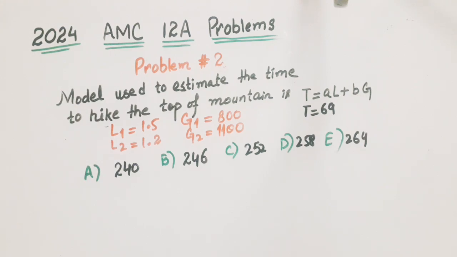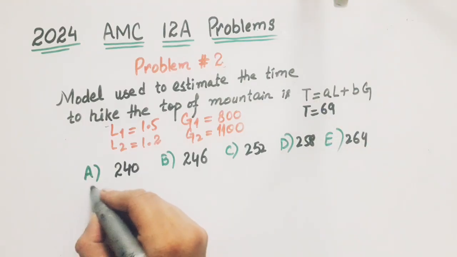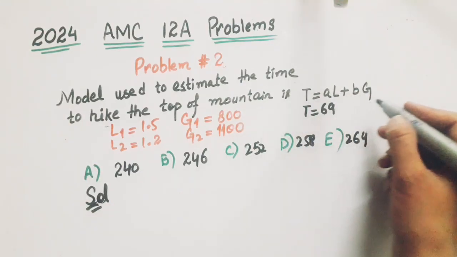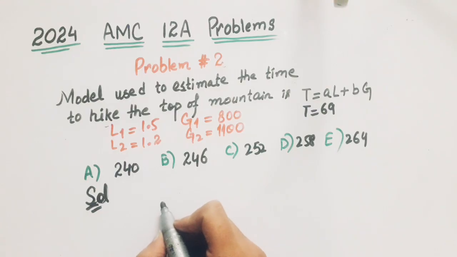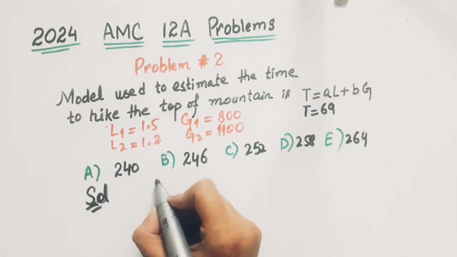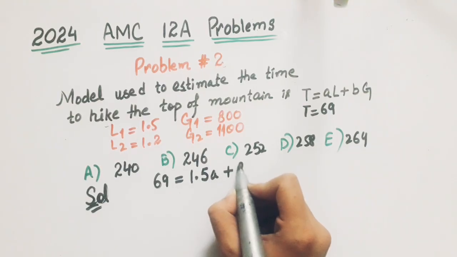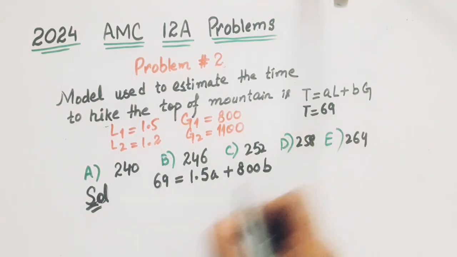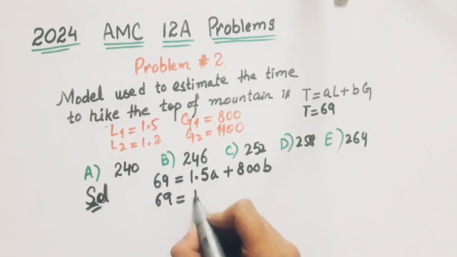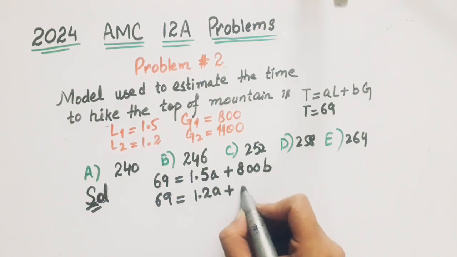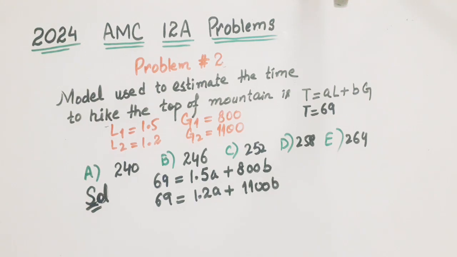So we will solve this question step by step. First of all, we will substitute the values in the original equation, that is T equals AL plus BG. So we will get a set of two equations. It means 69 equals 1.5A plus 800B. For the other set, time is the same, 69 equals 1.2A plus 1100B. Now solving these two equations, we will get the values of A and B.